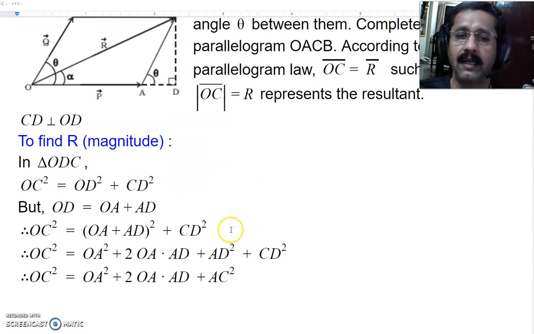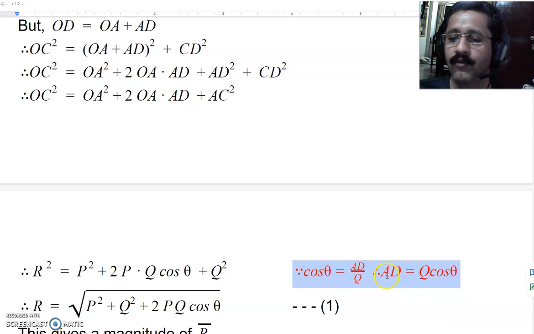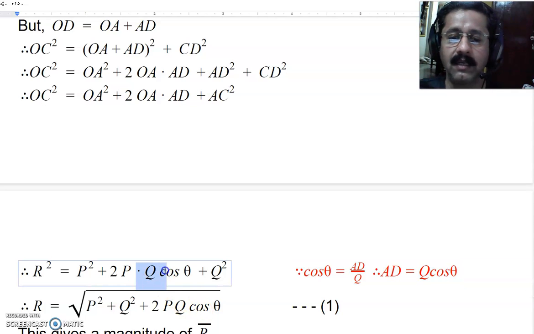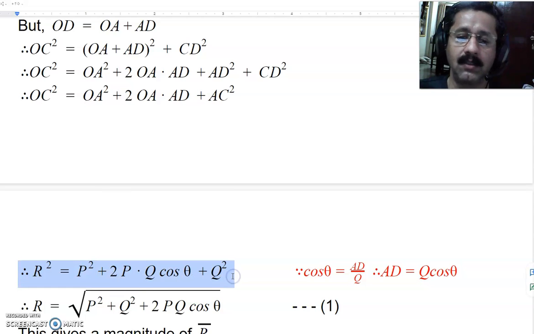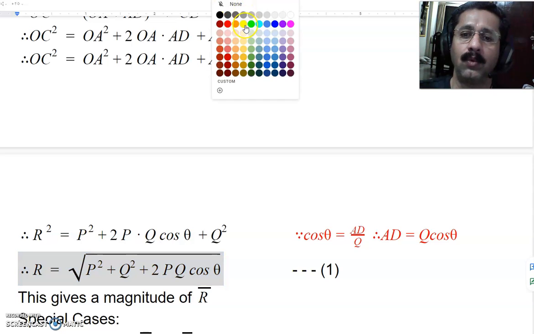In that smaller right angle triangle, I find cos theta is equal to AD divided by AC, which is equal to Q. So it is AD divided by Q, and therefore AD is equal to Q cos theta. I can substitute that, and after substituting that, this entire equation will look like R squared is equal to P squared plus Q squared plus 2PQ cos of theta, and therefore the magnitude of the resultant R, which I have to find out, I can write that R is equal to root of P squared plus Q squared plus 2PQ cos of theta.